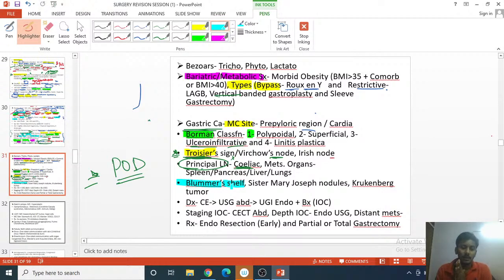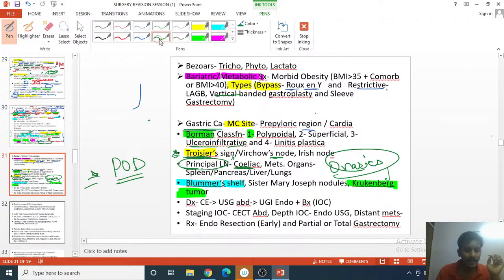So remember, metastasis from gastric carcinoma to pouch of Douglas is known as your Blumer's shelf. अगर metastasis from gastric cancer is to the ovaries, then that is known as your Krukenberg's tumor. Please remember. और अगर periumbilical region में metastasis है from the gastric cancer, then it is your Sister Mary Joseph nodules. So remember, pouch of Douglas, Blumer's shelf. Periumbilical region, Sister Mary Joseph nodules. Periumbilical region में क्या बोलेंगे? Sister Mary Joseph nodules. And ovaries में अगर हो तो Krukenberg's tumors. Please remember.